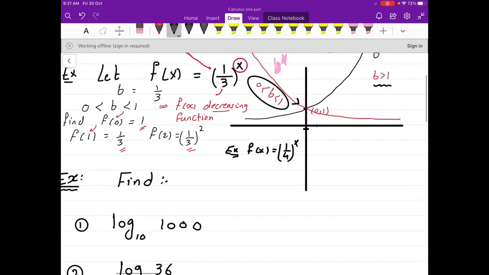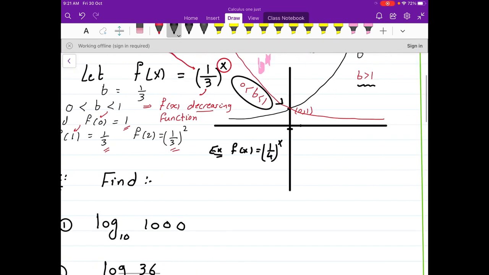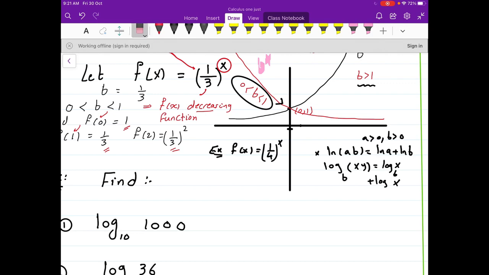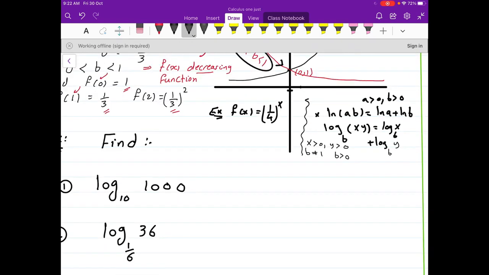Before we do examples, remember we say ln(ab) equals ln a plus ln b if a and b are positive. And the same for log. We have log of xy for the base b also equal to log x for the base b plus log y for the base b. What is the condition for x and y? Obviously, x positive, y positive, the base does not equal 1, and b positive.